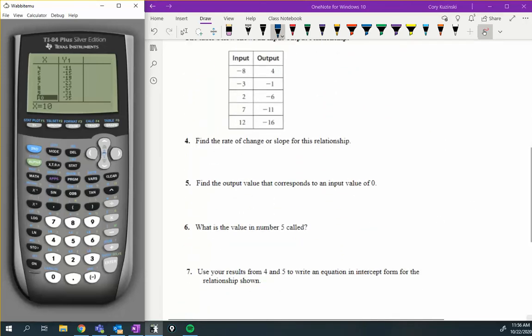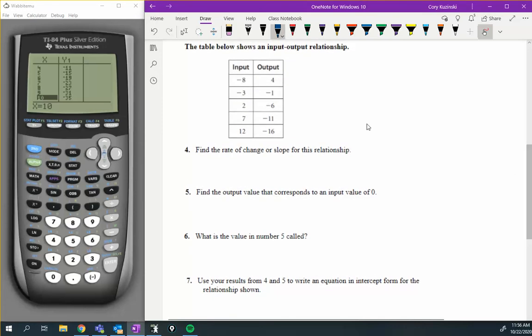Moving on here. This table shows another input-output relationship, basically the same idea. To figure out the slope, we could do -1 minus 4, that's our change in y, over -3 minus -8, or -3 plus 8. That would give us -5 over 5, and we always want to simplify that. So that's a slope of -1. Next, the output value that corresponds to an input value of 0.